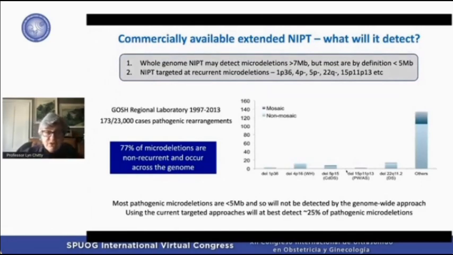So what we did is, in our laboratory, we looked at all of our pathogenic chromosome rearrangements, and we worked out that 77% of these are non-recurrent and occur across the genome, and it's shown here in this slide. So here are the common recurrent ones, the ones which tend to be on the NIPT panels that you can get commercially, and here are the others, the vast majority of which you are not going to detect with the currently available platforms. So I'd just like to remind you, most pathogenic microdeletions are less than 5 megabases, so they won't be detected by the genome-wide approach. And using the current targeted approaches, at best 25% of the pathogenic microdeletions will be detected.